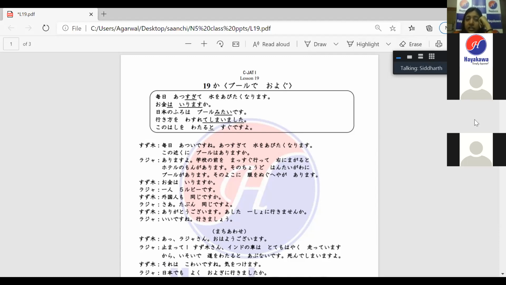Shweta-san, can you read Suzuki-san's dialogue? Hi, Sensei. Arigato gozaimasu. Ashita, issho ni ikimasen ka? Hi, arigato gozaimasu, Shweta-san. So he's saying thank you. And then he's saying, tomorrow shall we go together? He's inviting Raja-san, right? So Raja-san is responding to that. Ganesh-san, can you read the dialogue for me?